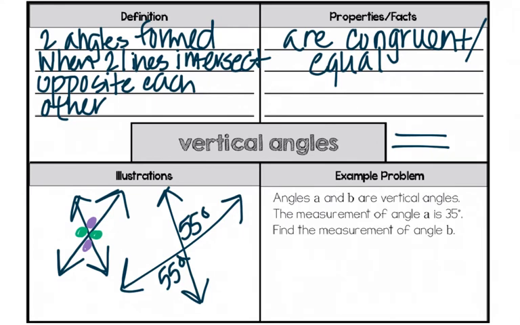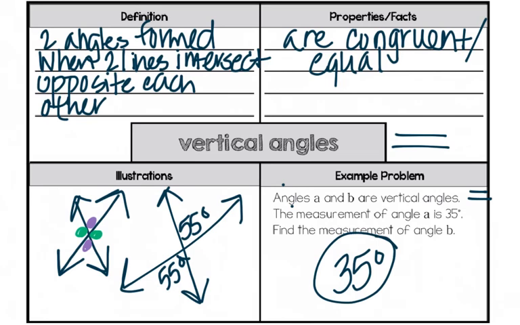Now, let's look at angles A and B. So it says angles A and B are vertical angles. The measurement of angle A is 35 degrees. Find the measurement of angle B. So the first thing you should notice, if it says A and B are vertical angles, that means that they are equal. They're going to have the same measure. Okay, so if angle A is 35 degrees, what is angle B? Yes, angle B is 35 degrees. Good, so let's go to the last type of angle that we're going to talk about today.